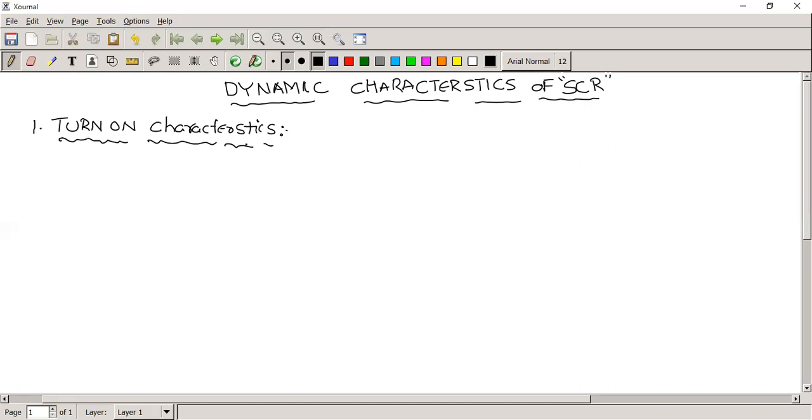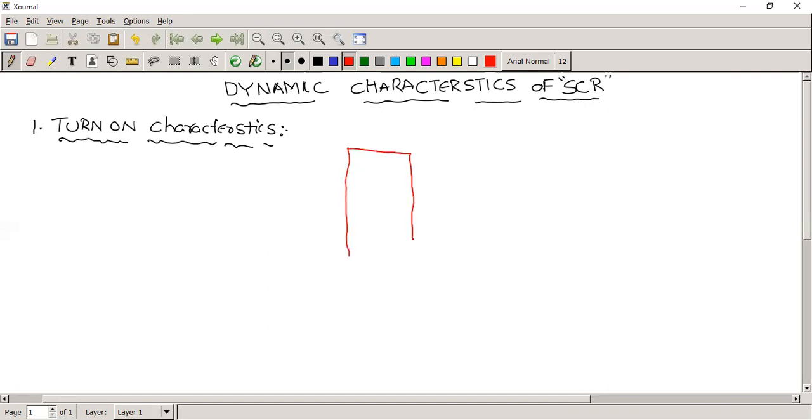During the turn on of SCR, how the anode voltage and anode current are changing. If you study that one, that is coming under the turn on characteristics. So to explain that one, we have taken the PNPN device, namely SCR.